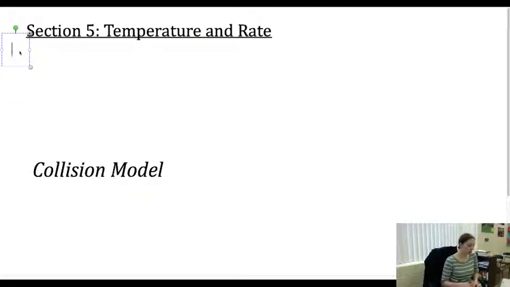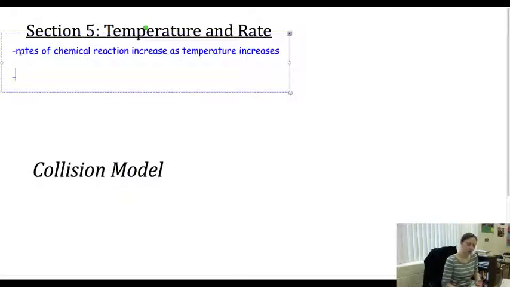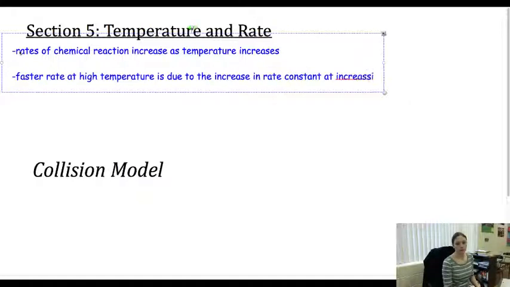Okay, and we talked about earlier that the rates of your chemical reaction will increase as my temperature increases. Think about if I want to make pizza dough or something. That's going to rise a lot faster at room temperature than in the fridge. And then the opposite works for things like mold. If I want something to not go bad as quickly, I will put it in the fridge to slow down that reaction rate, that molding reaction. The faster the rate at a higher temperature is due to this increase in the rate constant with an increasing temperature.